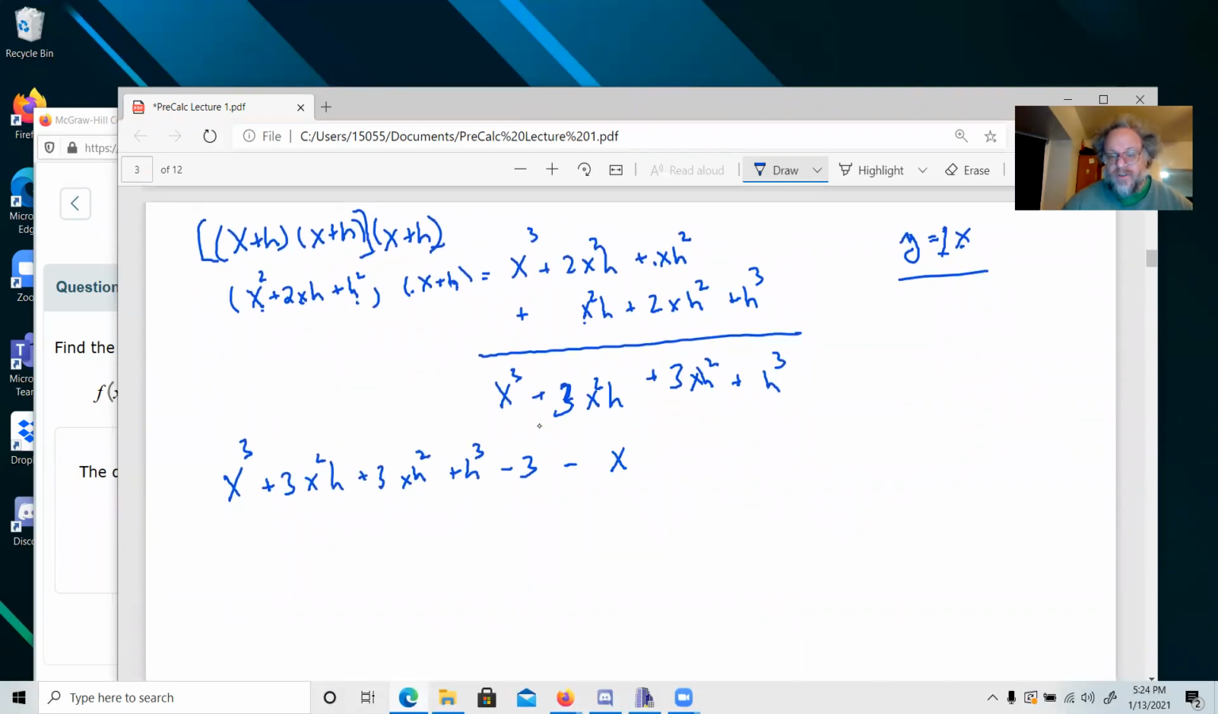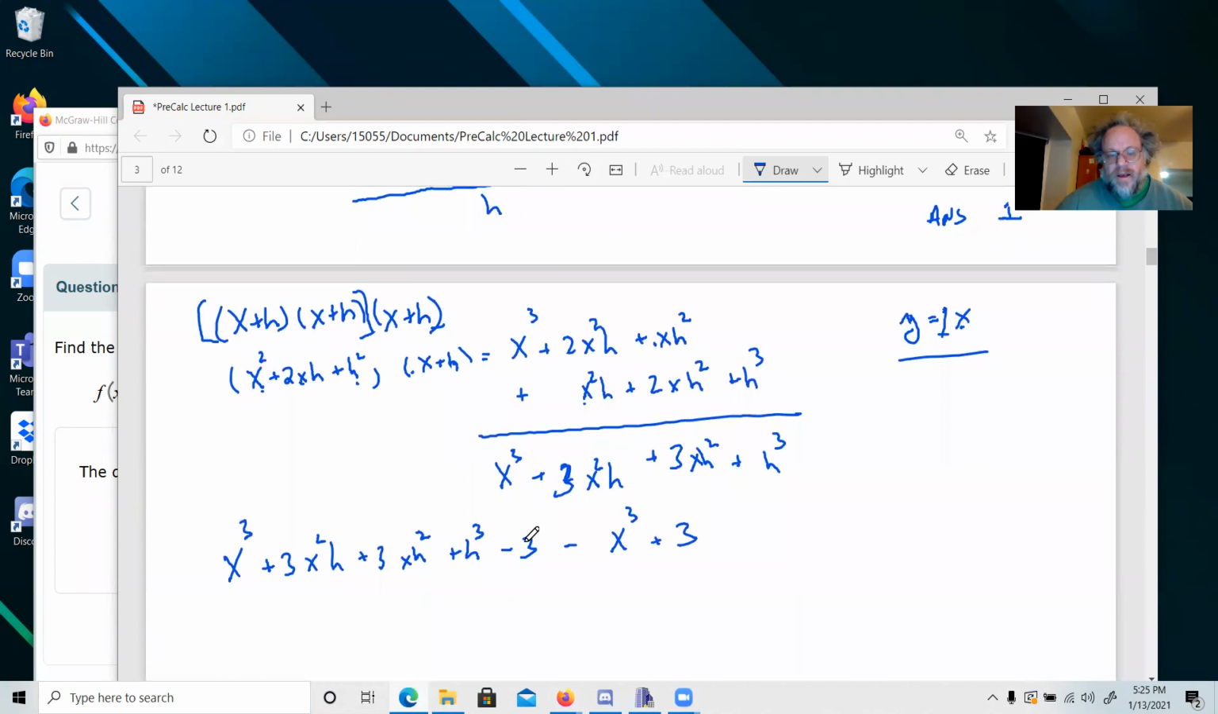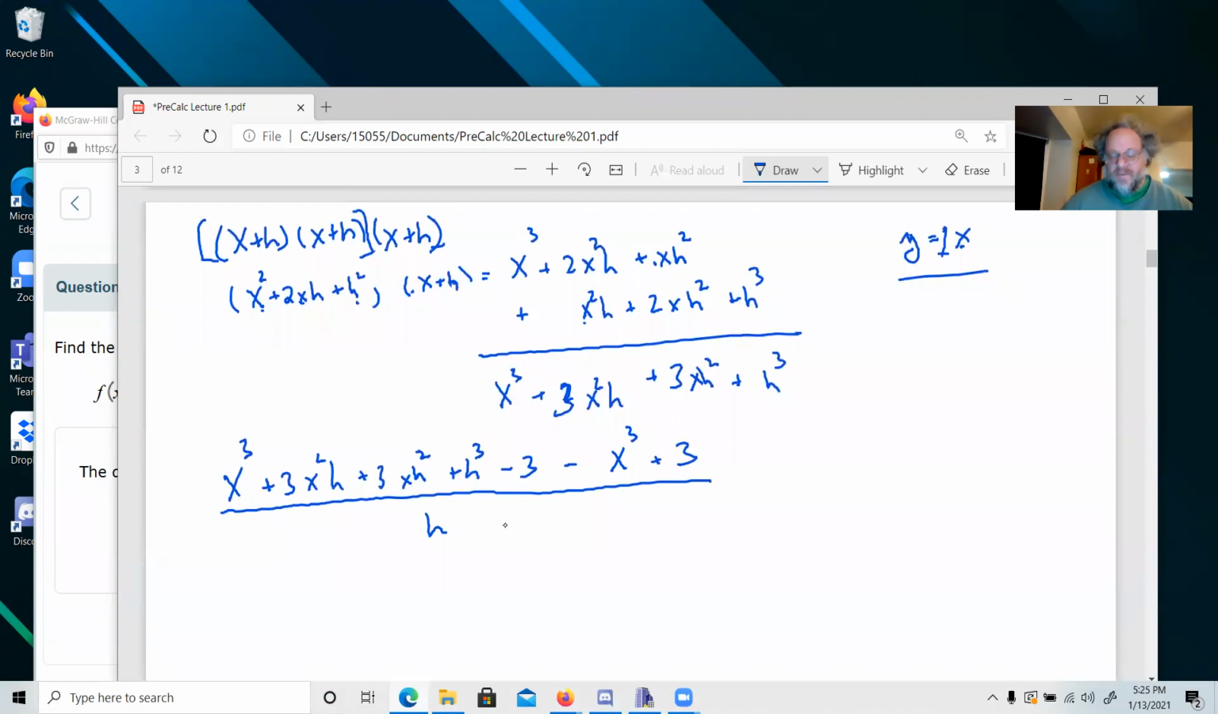minus x cubed plus 3, right? I distribute this negative sign to both of these pieces. Okay, so we have a negative x cubed, positive 3. And then this is all divided by h. Okay, I feel for you. I know these problems, okay?